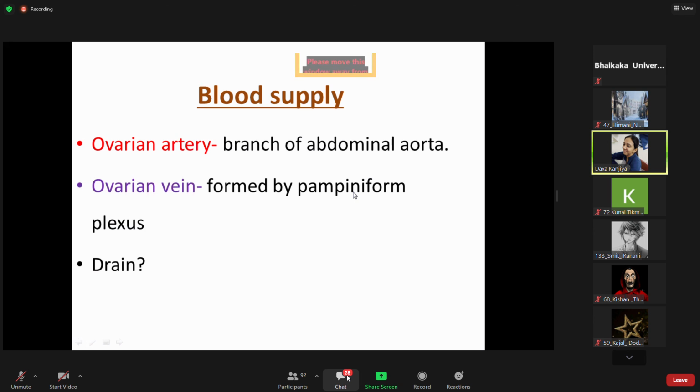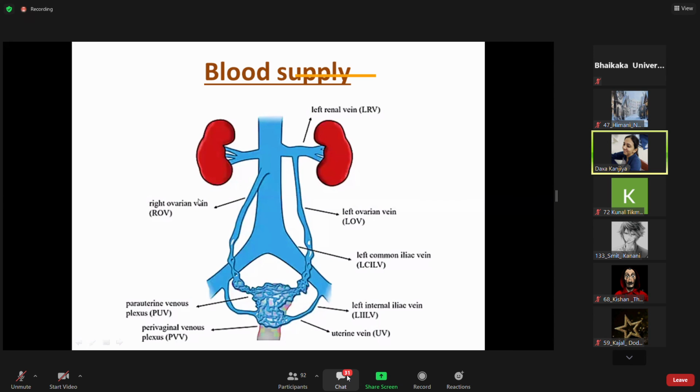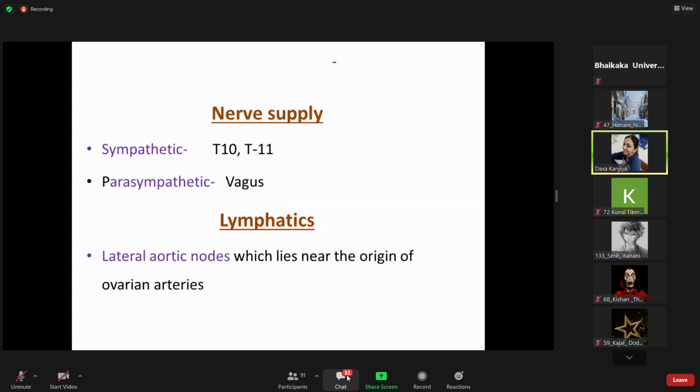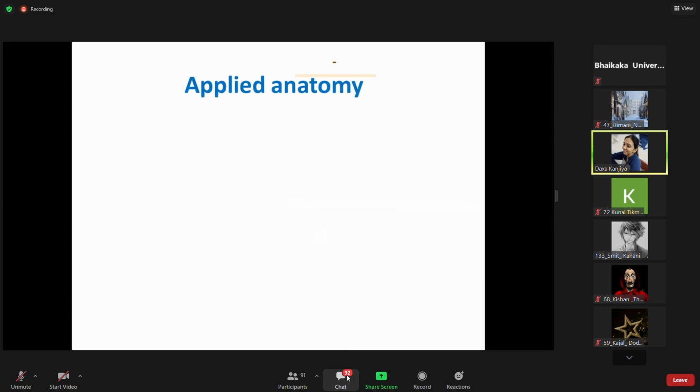Yes, right. The testicular vein drains into the inferior vena cava, and the left one into the left renal vein. So just like that, this ovarian vein drains on the right side directly into the inferior vena cava, and on the left side it drains into the left renal vein. Nerve supply: sympathetic supply comes from the T10 and T11 segments, parasympathetic from the vagus, and lymphatics drain into the lateral aortic group of lymph nodes.